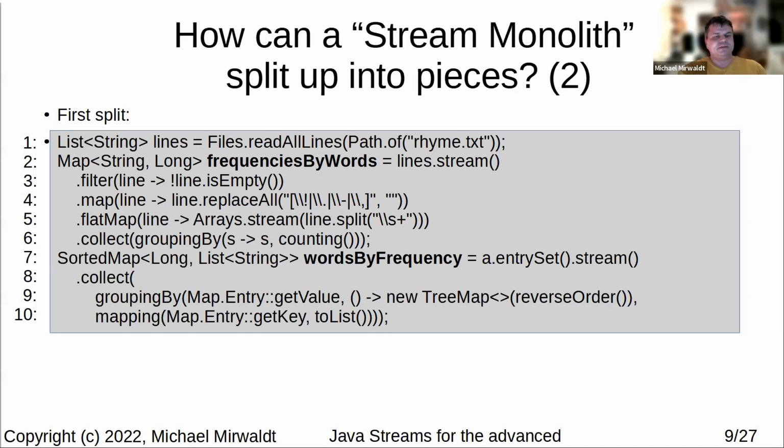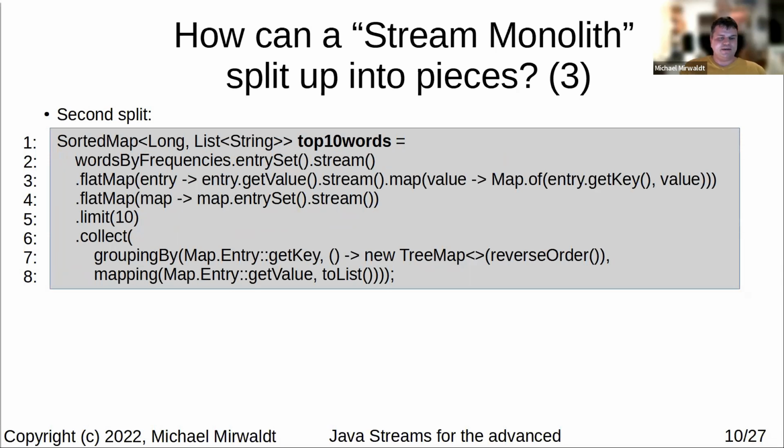Okay, the second split. It gets much easier now because we can use that words by frequency map, and we just have to look for the first 10 elements. And we do that in line 5. However, we have lists of strings as values, because two words can have the same frequency. And of course, you could say, well, does it really matter if I have top 9 or top 11 in the end? But let's be strict. We really want to have the top 10 words. But we don't make any difference if two words have the same frequency.